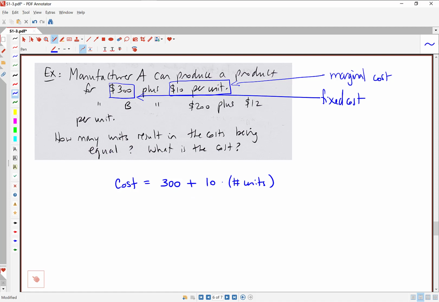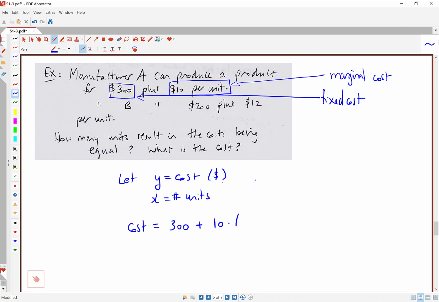Now, we can make this look a little bit better if we use variables instead of words like cost or number of units. So let's let Y be the cost, measured in dollars, and we'll let X be the number of units being produced. Instead of saying cost equals $300 plus 10 times the number of units, we can write this in a more familiar way: Y equals 300 plus 10 times X, and then it looks like the equation of a line. So your cost is your fixed cost plus your marginal cost times the number of items that you produce.